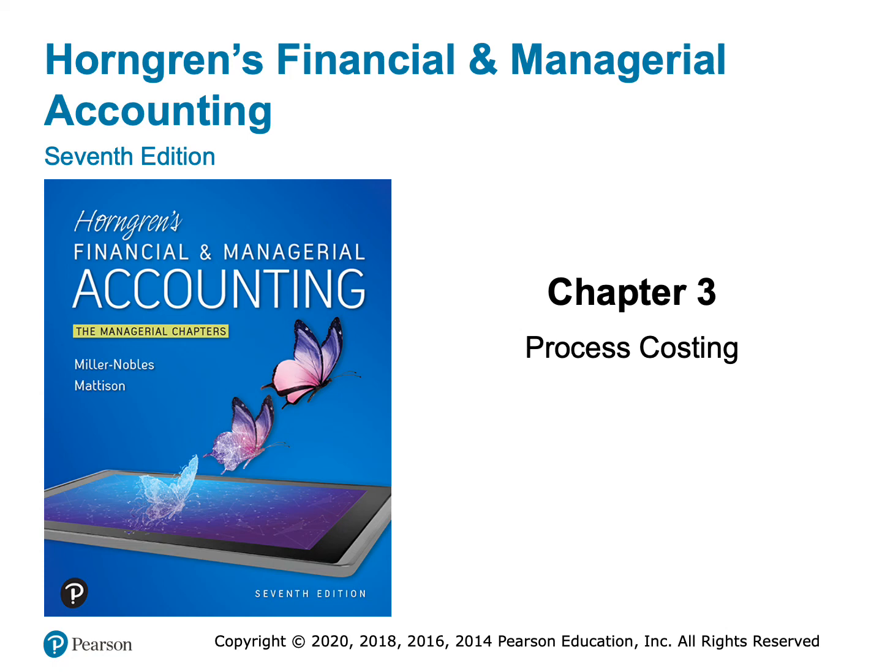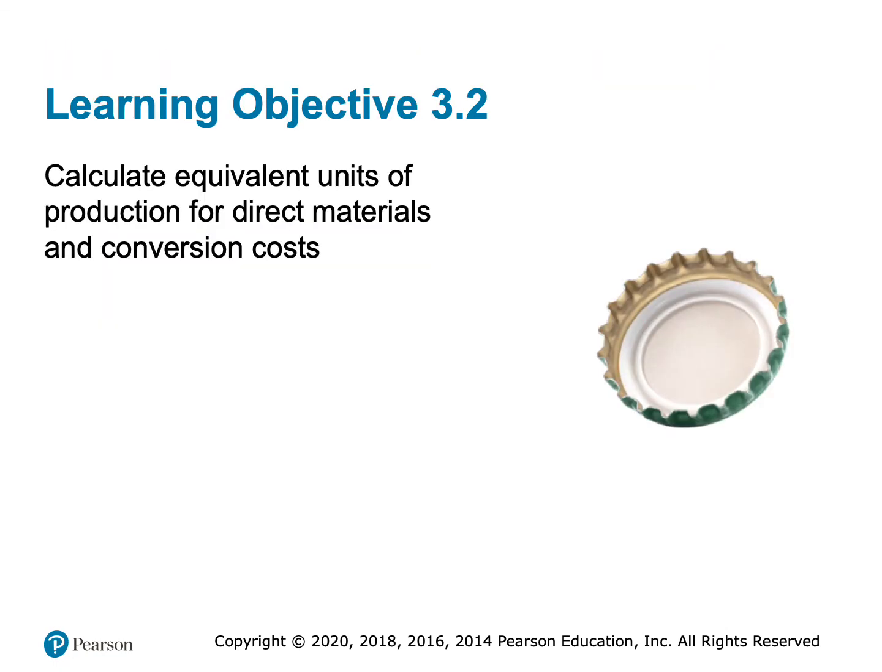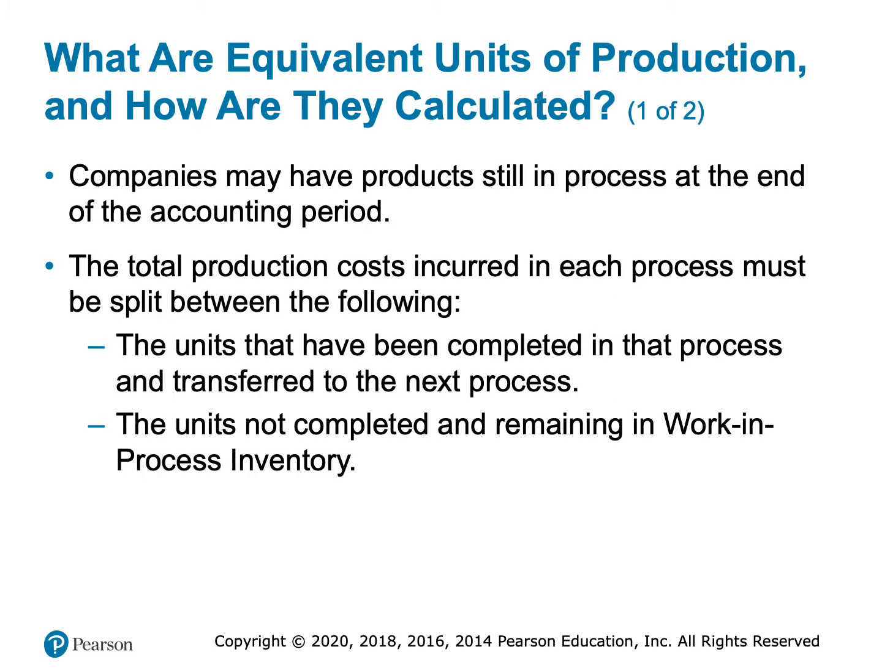So let's continue with chapter 3. Now, before we really get into doing the journal entries and the calculations, we need to have a discussion about what's called equivalent units of production. So think of it like this.